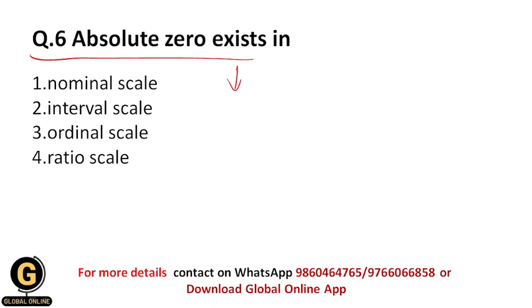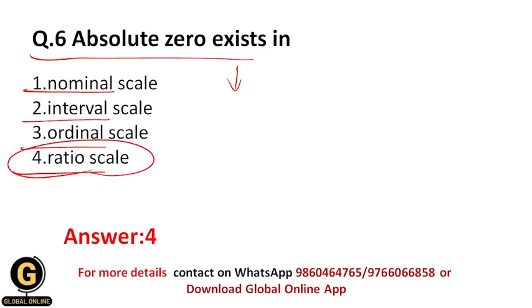Now this is a very easy question, whether it is nominal scale, interval scale, ordinal scale, or ratio scale. So students, absolute zero exists in ratio scale, that I have told you earlier in this video, right?